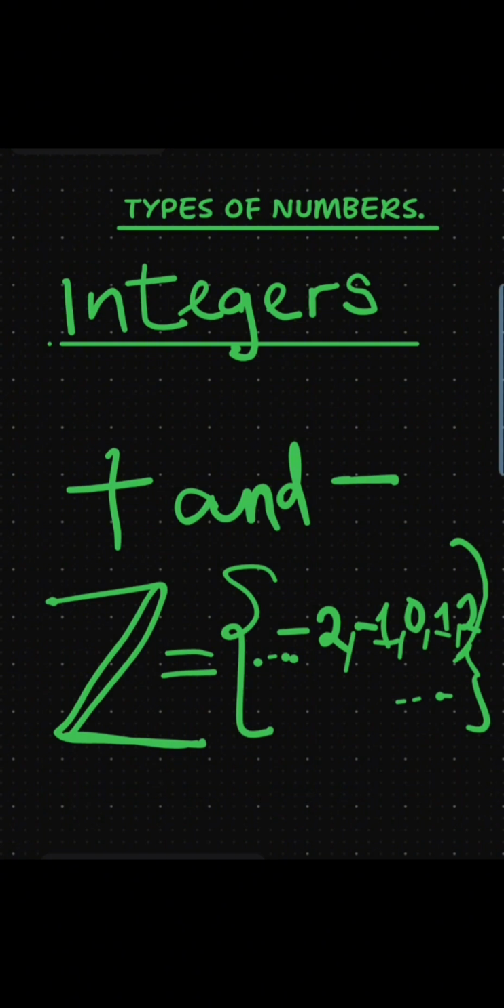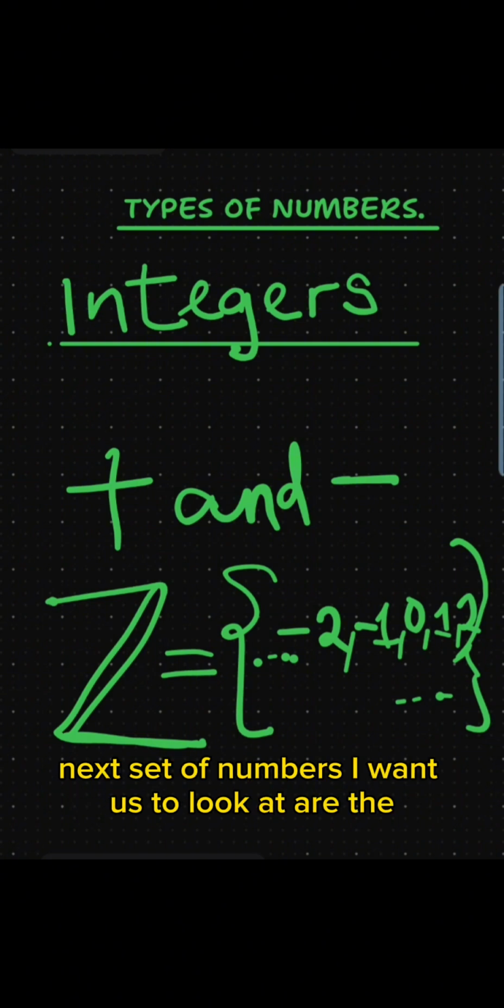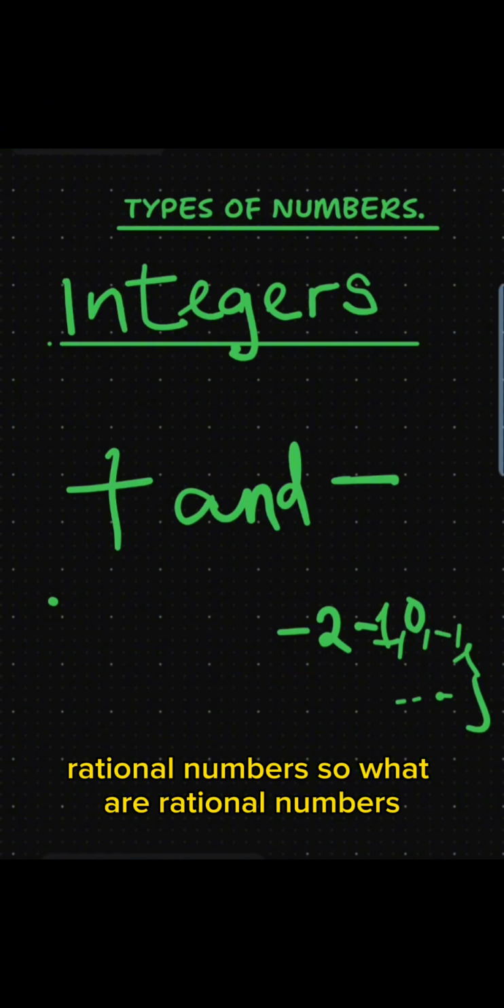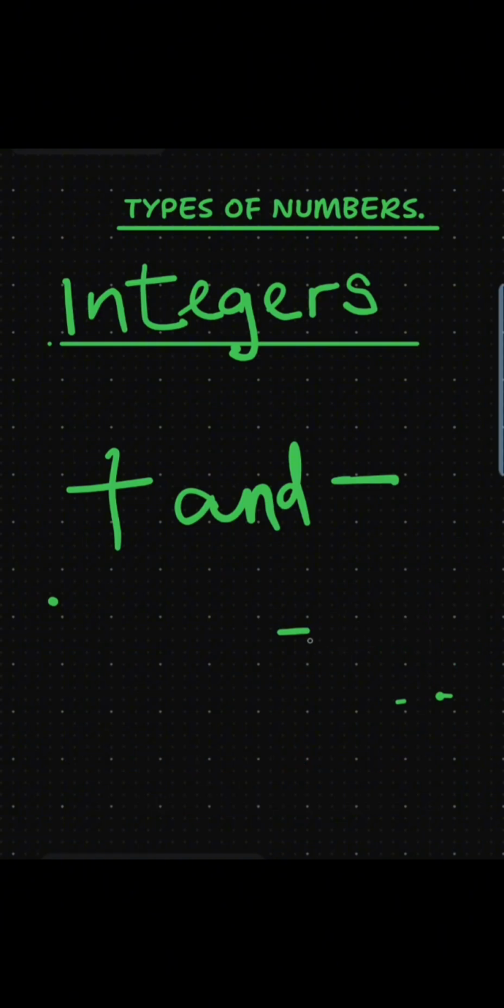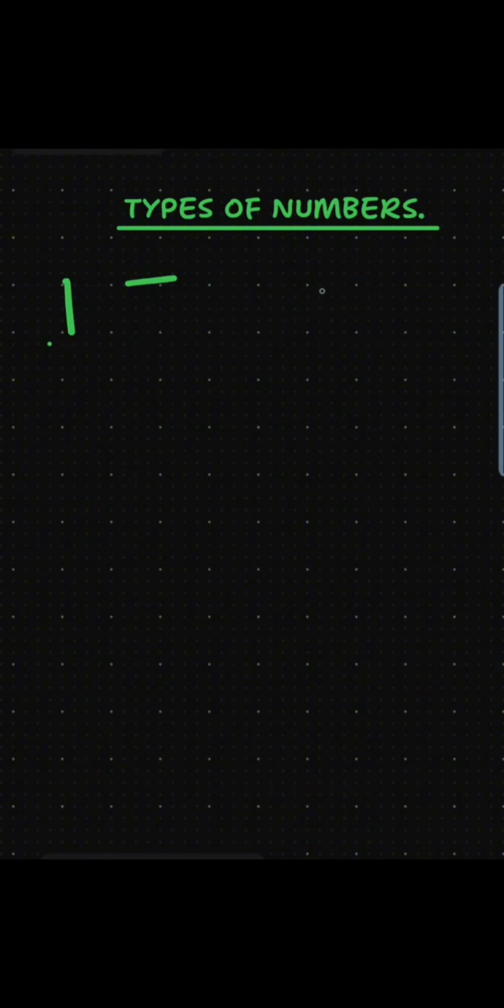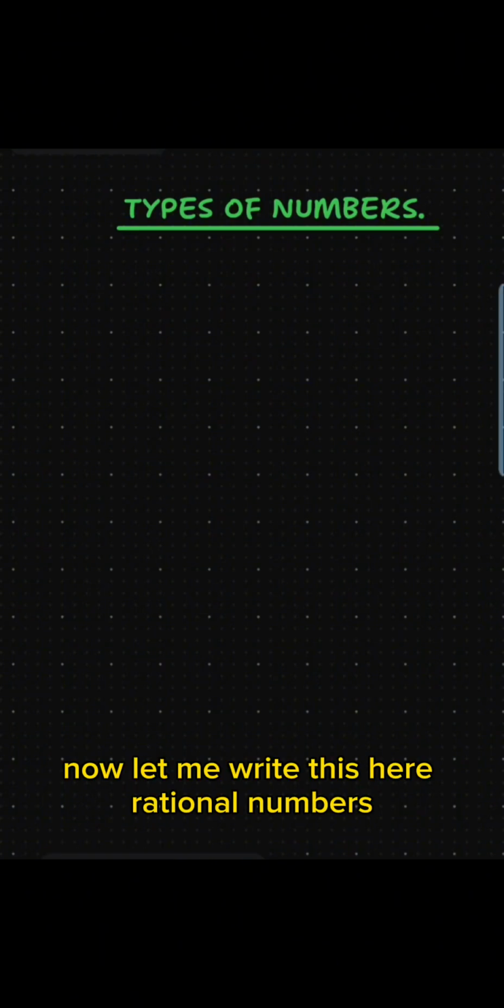All right. Next set of numbers I want us to look at are the rational numbers. Rational numbers. So what are rational numbers? Now let me write this here. Rational numbers.